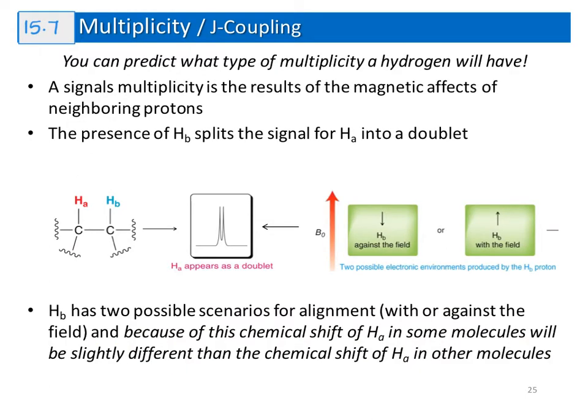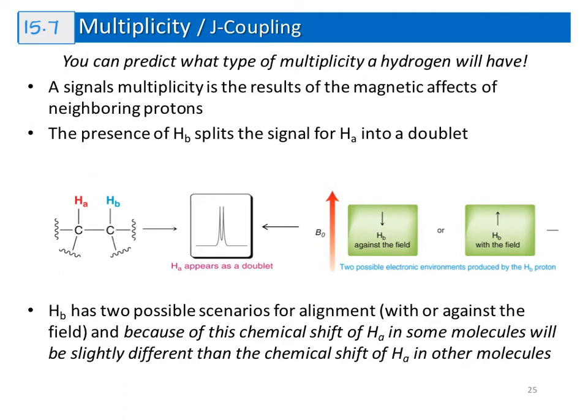Now we are going to determine what type of multiplicity a hydrogen will have. The way that we do it, we need to look at the neighboring protons. So for example, if we want to know the multiplicity for HA, we need to look at its neighboring proton on the adjacent carbon, which is HB. So we already talked about it.